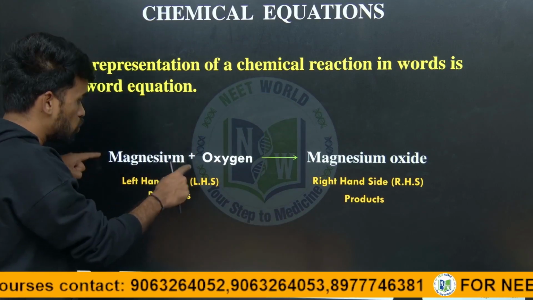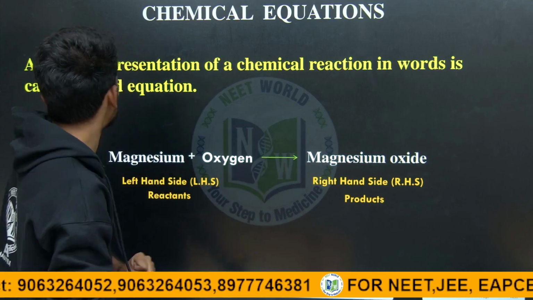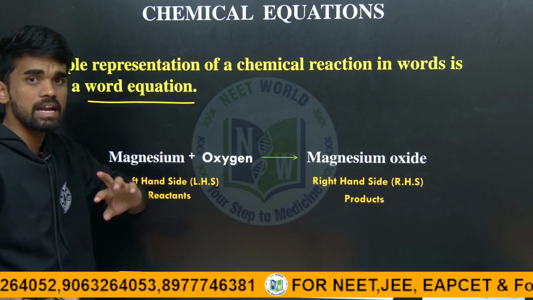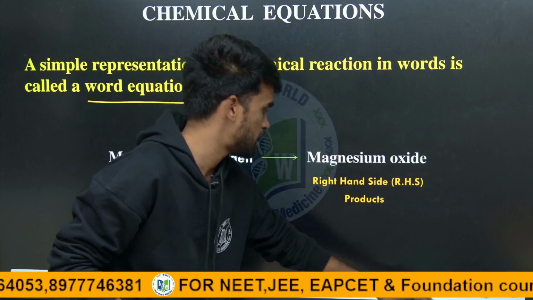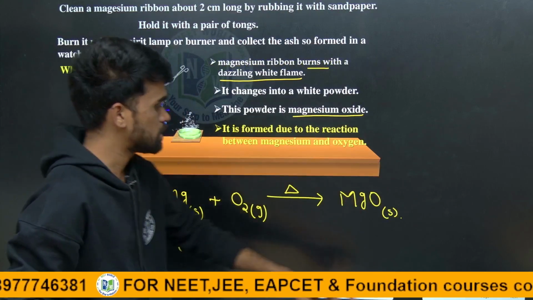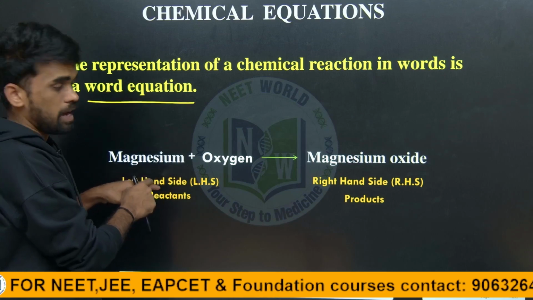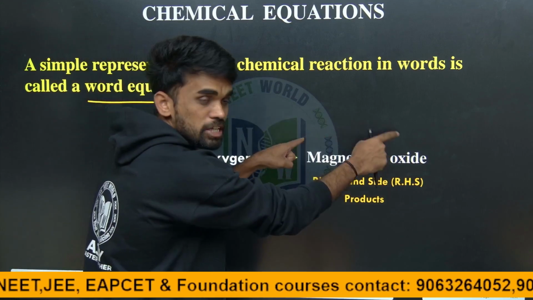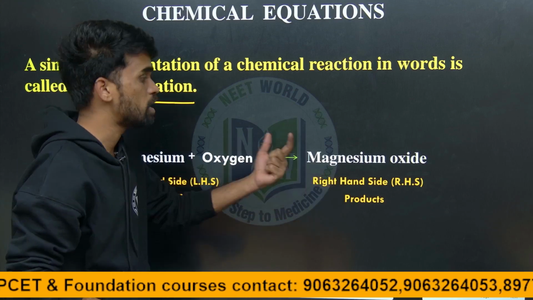So a chemical equation can be represented in two formats. One is word equation, another one is symbol equation. If we use complete words, like here I just represented it completely as magnesium and the next oxygen and magnesium oxide. So these are called word equations.